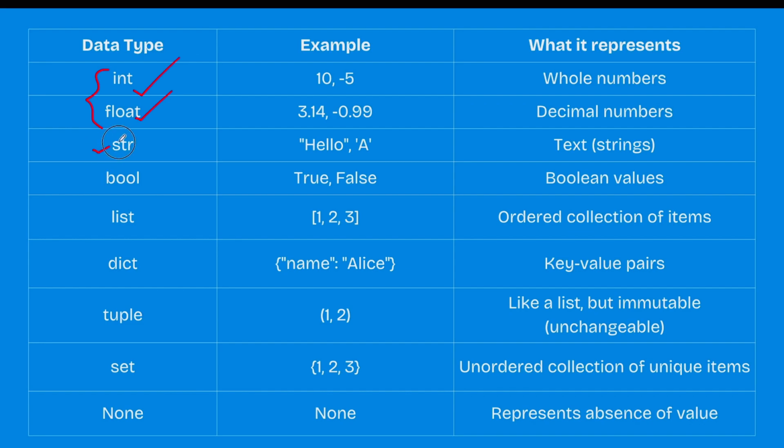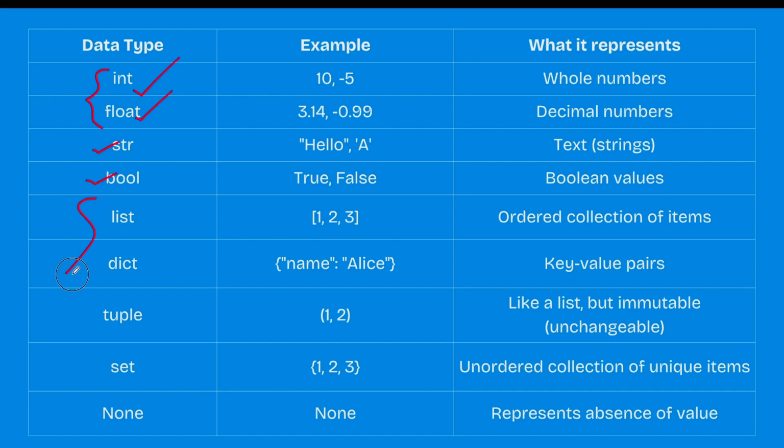Then there is the string data type, which takes a string of values in the form of text, enclosed in double quotes or single quotes. Both of them will work. Then there is boolean for true and false, and this boolean is mostly used during loops to declare if the condition is true or false, and then the loop will run or it will not run.